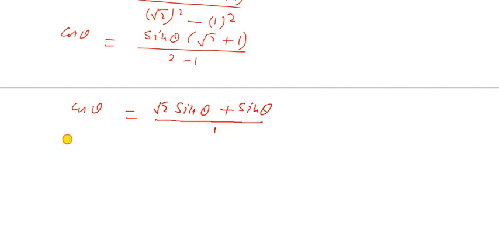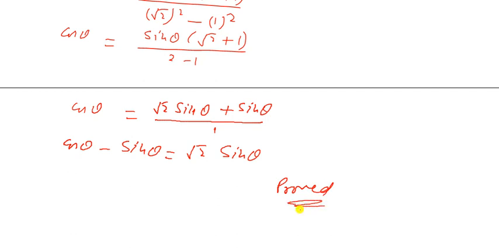Now transfer this sin theta here. So cos theta minus sin theta is equal to under root 2 sin theta, and it is proved, hence proved. So you can write here proved. It's a very important question, so you can do it very well. For the board purpose, it is very important.